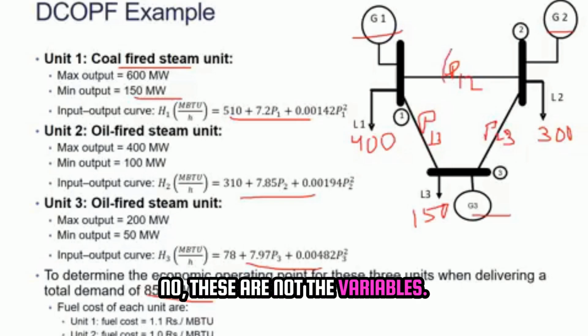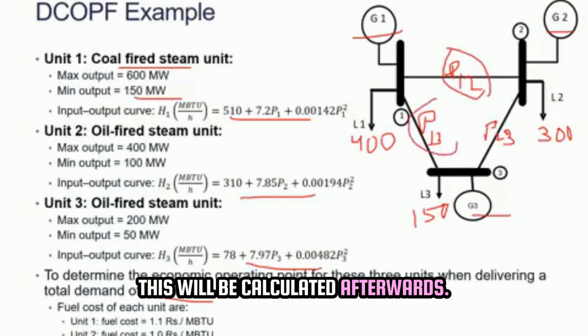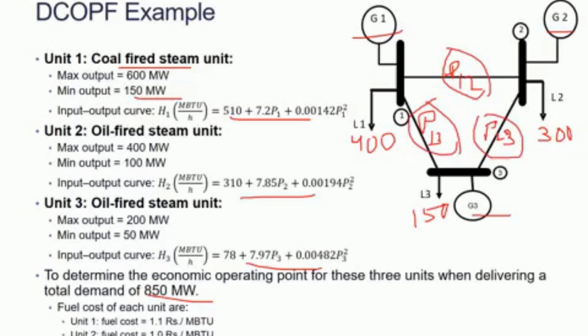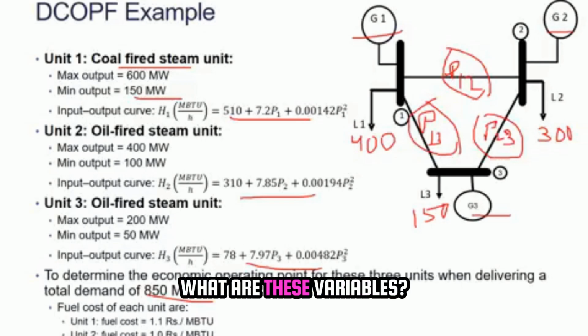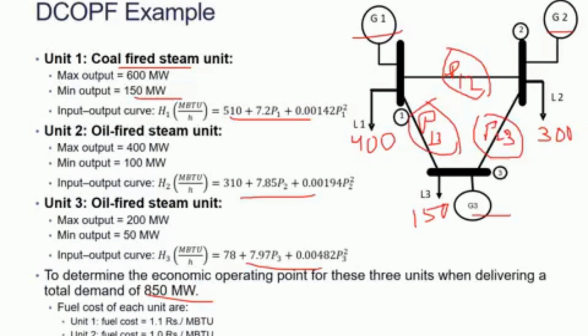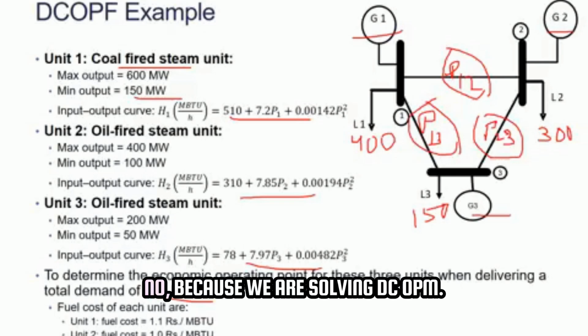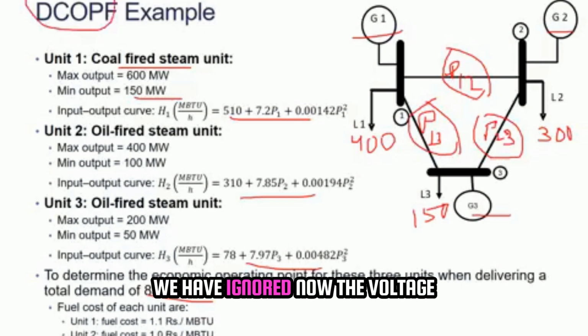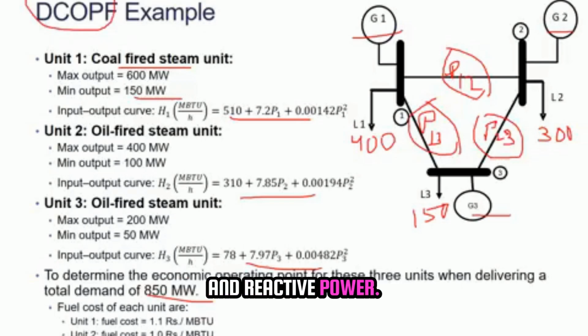No, these are not the variables. These will be calculated afterwards. What are the variables? We are solving DC OPF, so we have ignored the voltage and reactive power. No, ignore the dual variables. Just the primal variables.